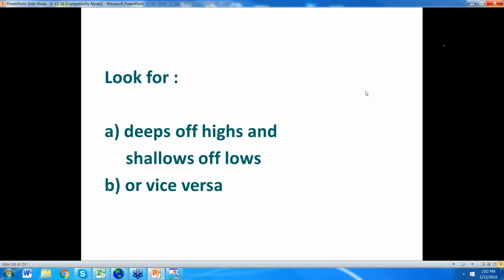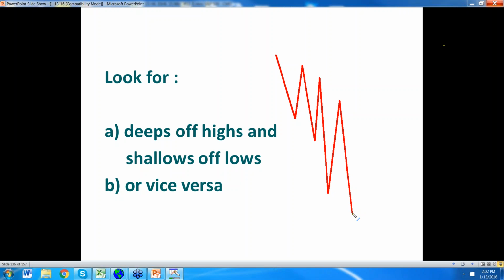Let me just draw some diagrams to show what I mean by that. Let's say we're dropping. We have deep off the highs, deep, deep, and deep. Is this a strong downtrend or a weak downtrend? Think about that. And then on the way up, we have shallows. Let me stop right there. This thing went down and it came right back up. Now, where are you favoring the direction of this pattern? I would think it's up, because off of this high we have deeps. Off of this low we got shallows.